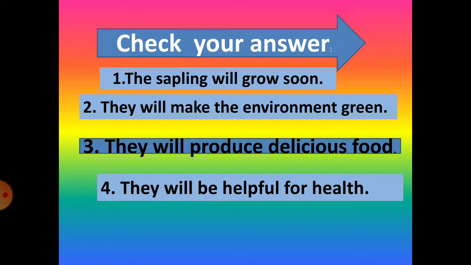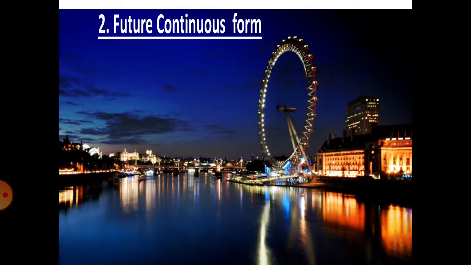Have you checked your answer, dear students? Now come to the second form. What is it? Future continuous form. Here is the structure. Subject plus will be, then verb 4. Verb 4 means present participle form. That means present form with ing form.